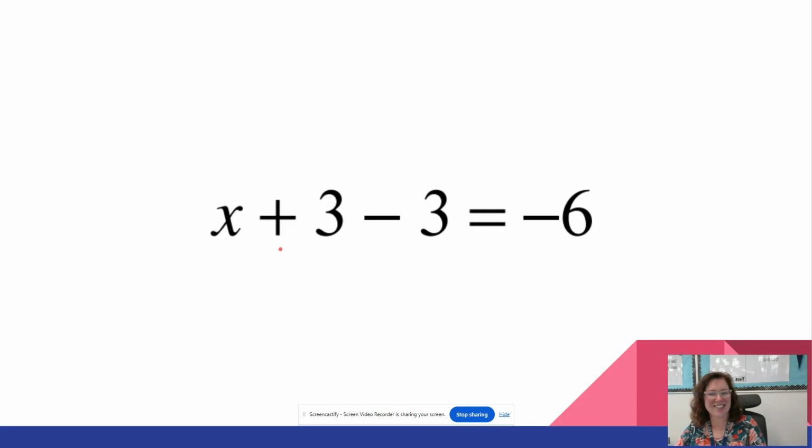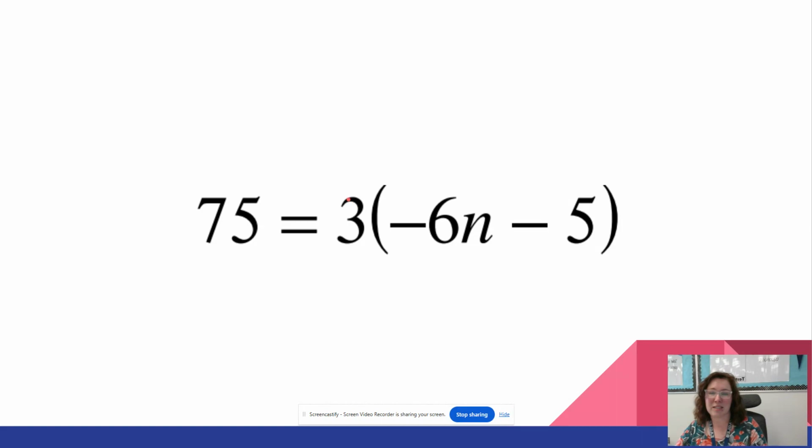Okay, combining some like terms. This one's cool because we have a plus 3 and a minus 3, which means plus 3 minus 3 is 0. So then we're done because that was the only thing with the x. So x is negative 6.